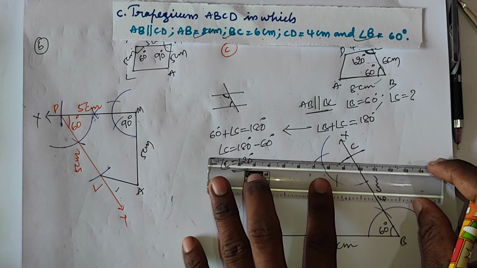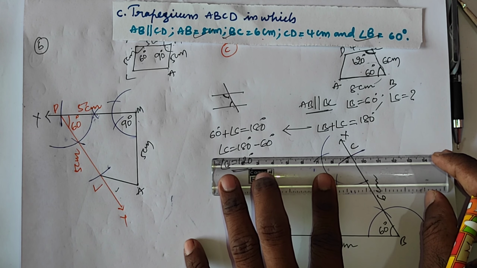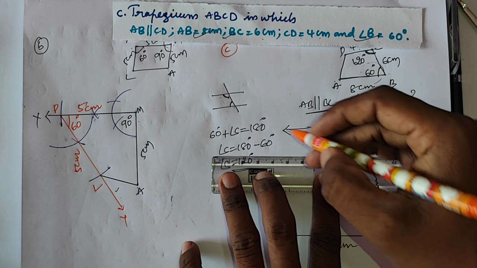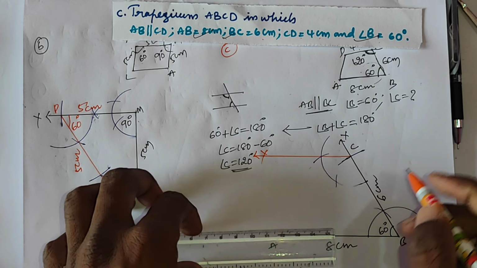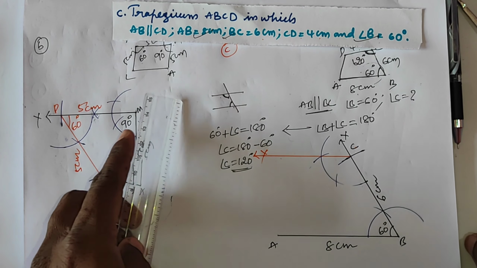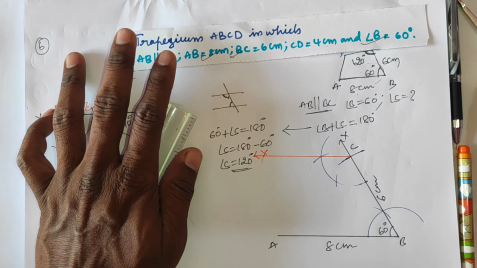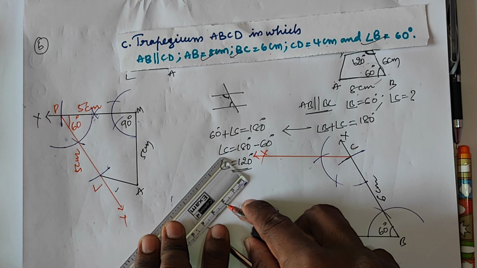120. With this now, I'm extending this ray from C to the intersecting point. So this is Y. CY is a ray. And lastly, C to D is given. This length is given as how much here? 4 centimeters. Now measure 4 centimeters radius.